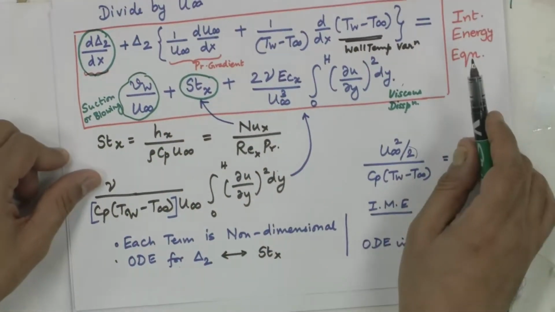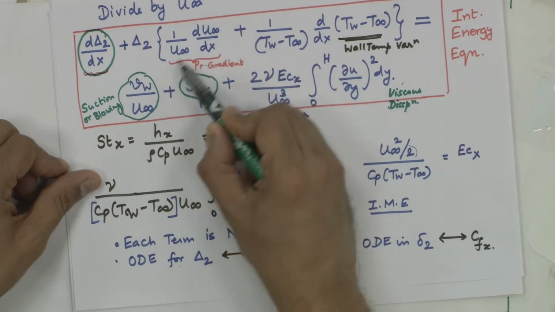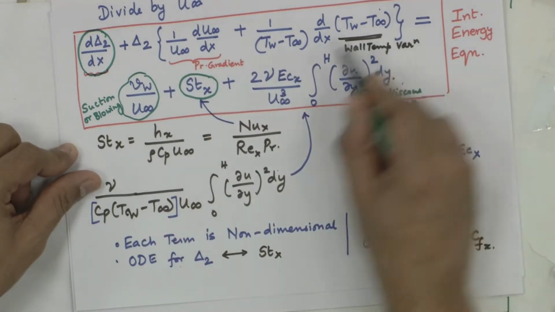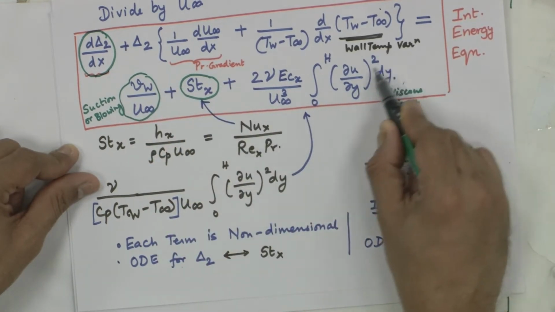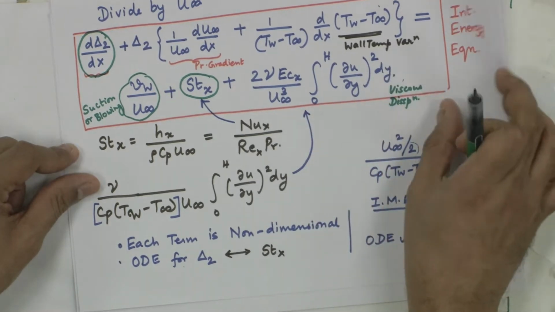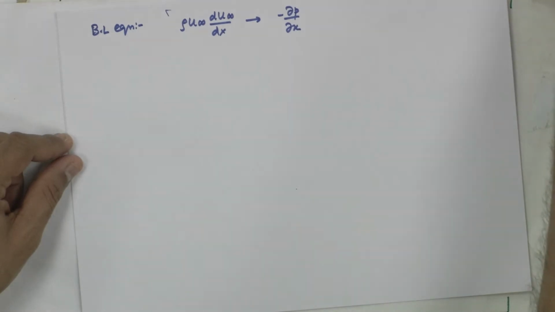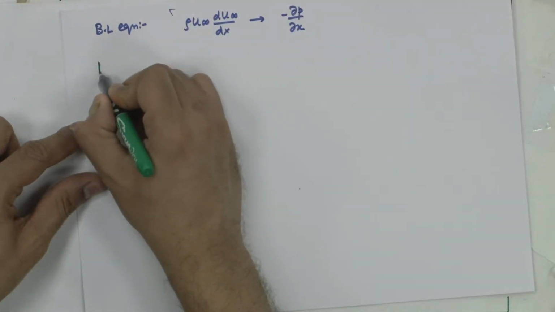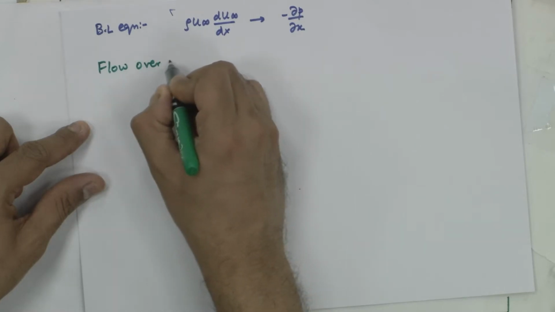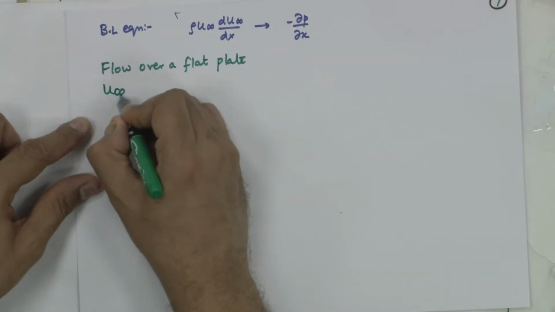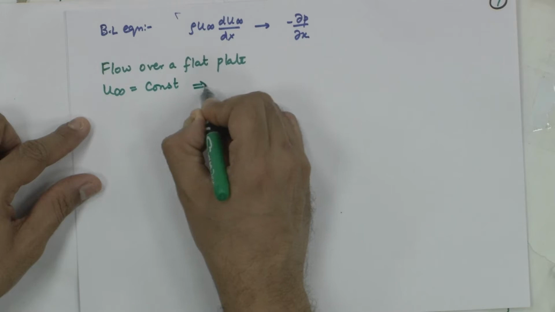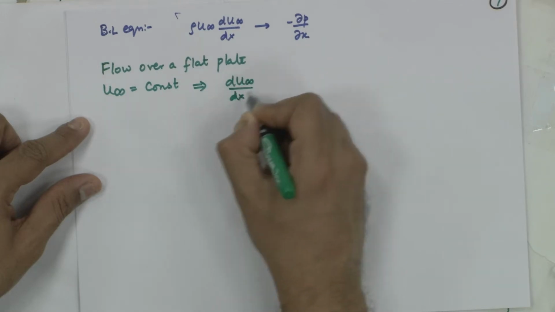So, what is done is we make simplifying assumptions. So, this is the equation. If I have flow over a flat plate, u infinity is constant, pressure gradient is 0, this will drop off. Constant wall temperature, this will drop off. No suction or blowing, this will drop off. Neglecting viscous dissipation, which is important only for high speed flows, this will also drop off. So, if I list the assumptions here, we have 4 assumptions, that is flow over a flat plate, u infinity is constant, that means du infinity by dx is equal to 0.